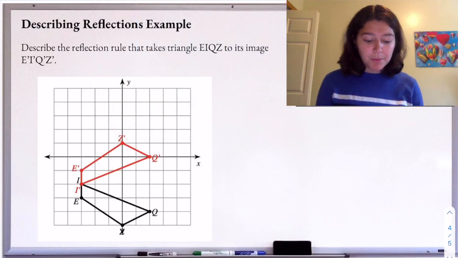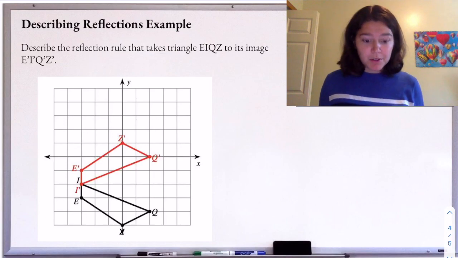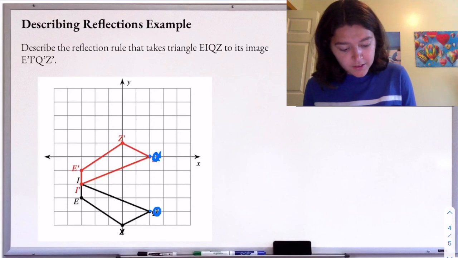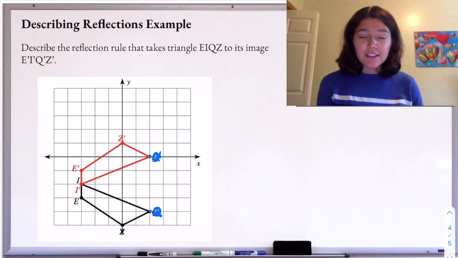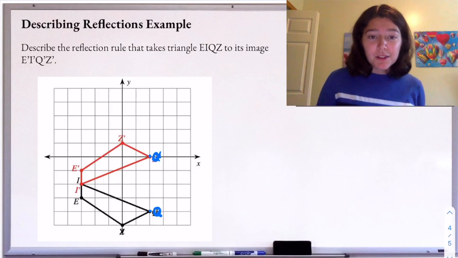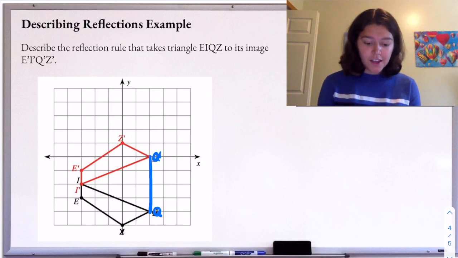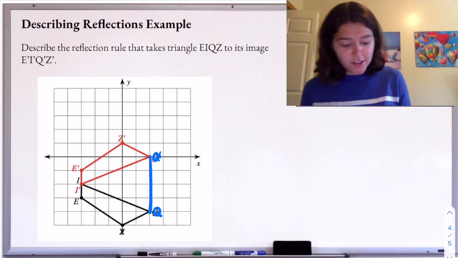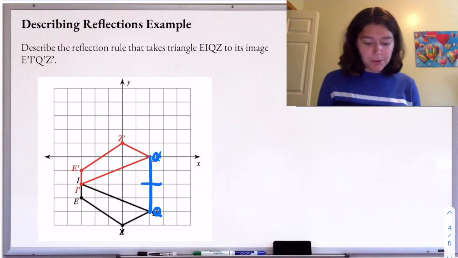So I'm going to pick any 2 points that correspond from the pre-image to the image. So here I have Q prime, and then this is Q. I know the definition of a reflection is that those 2 points should be the same distance from my line of reflection, but on opposite sides. If I connect those 2 points and then cut it in half, I'm going to find my line of reflection. So if I cut that in half, it's going to put me right here.